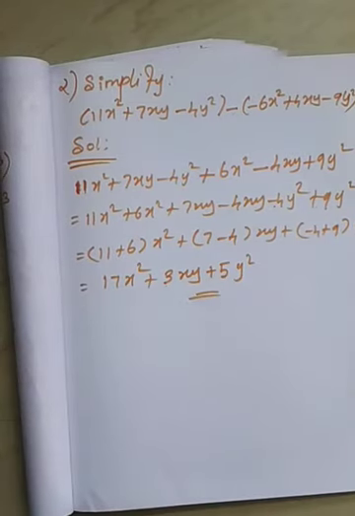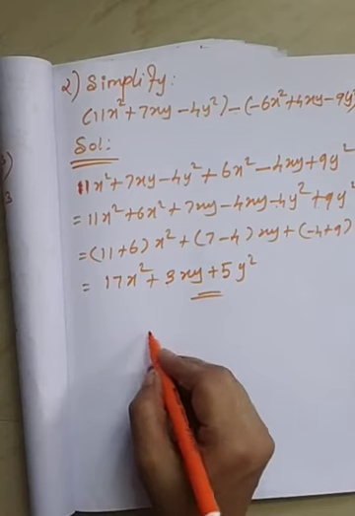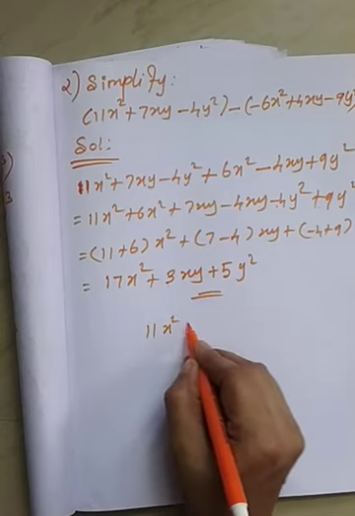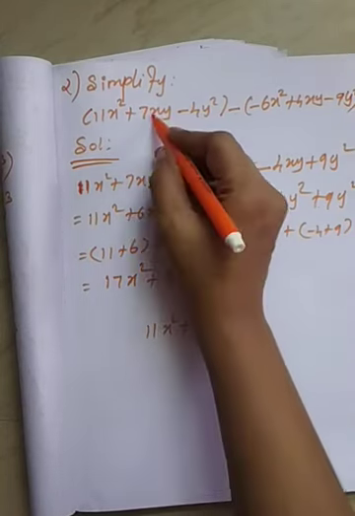See, next. This can also be done in the following way. See here, the another method I can do here. See, I can take the first expression. What is that? 11x squared plus 7.